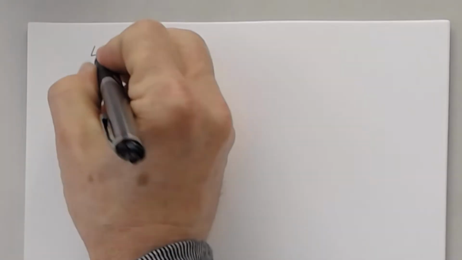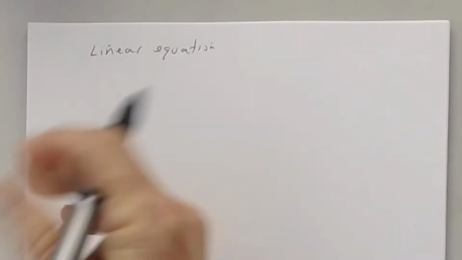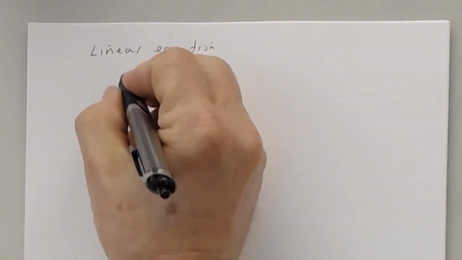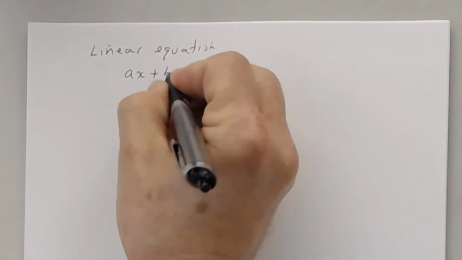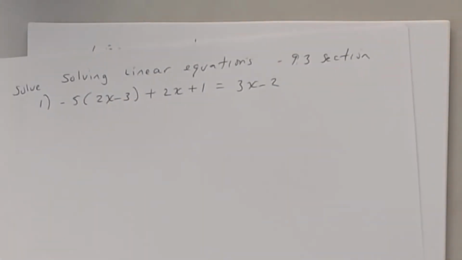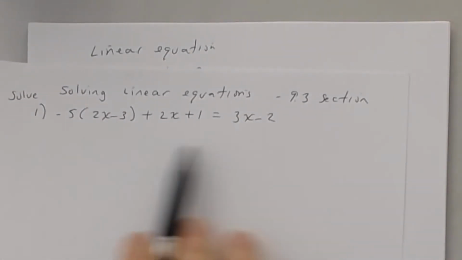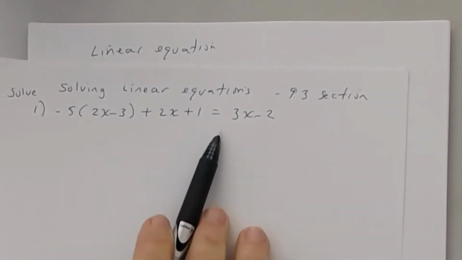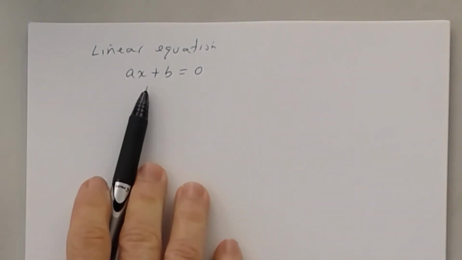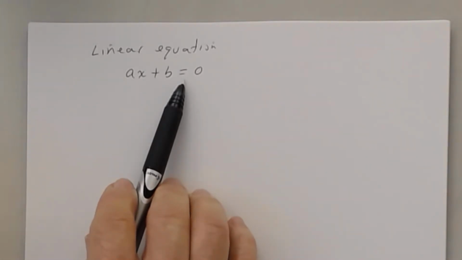All right, so a linear equation at some point has this form. It's ax plus b equals 0. Now the one I just gave you, this one here, does not look like that. This one looks a lot simpler, but at some point you can eventually write this to make it look like this. And the fact that makes it an equation is that it has an equal sign, hence the word equation.